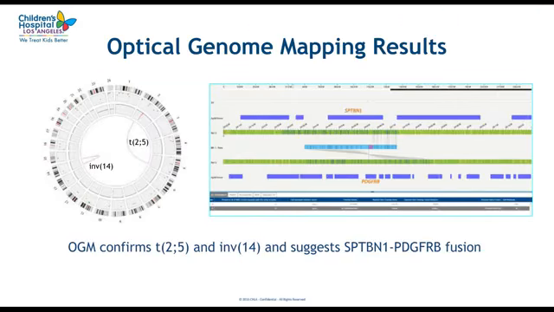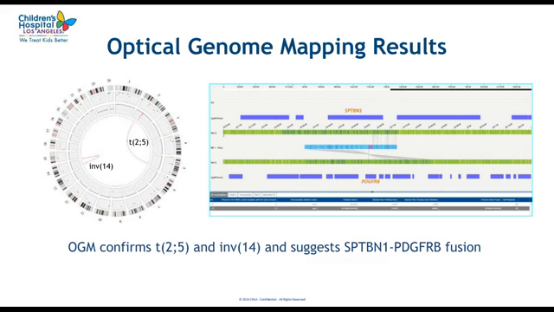So when we got optical genome mapping results back, it confirmed the presence of the same abnormalities that we saw by karyotype. We were reassured that it also showed the presence of translocation 2;5 and inversion 14, shown on the left in the circos plot. But more interestingly and importantly, there were very important genes at the breakpoint for this translocation 2;5. On chromosome 2, it was the SPTBN1 gene, and on chromosome 5, the PDGFRB gene.